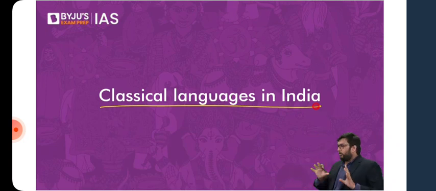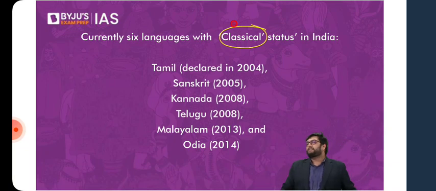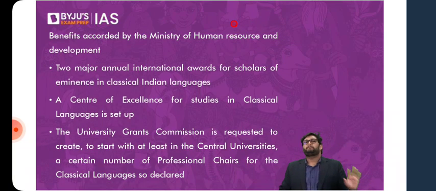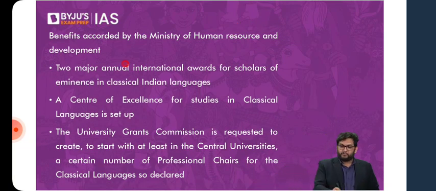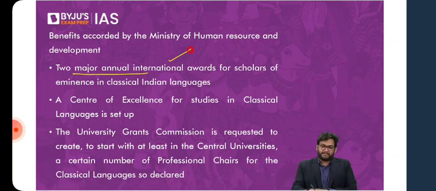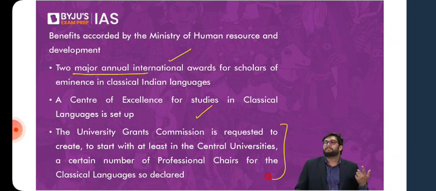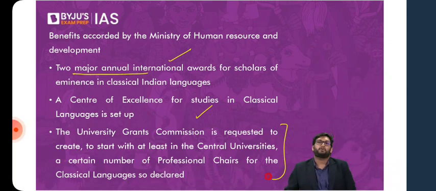So two official languages. But out of all languages in India, there are 6 languages which have a specific status of classical. Now, firstly, if you have a classical language status, what are the benefits? You can have 2 annual international awards for scholars, a center for excellence for learning when it comes to classical languages, and the UGC also has the right to have at least one of these or all of them in a central university, and you can have a professor chair for it. Basically, the UGC can set up a classical language department in the universities, and you can have an international award.